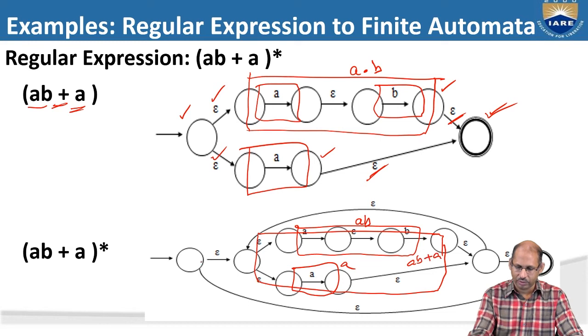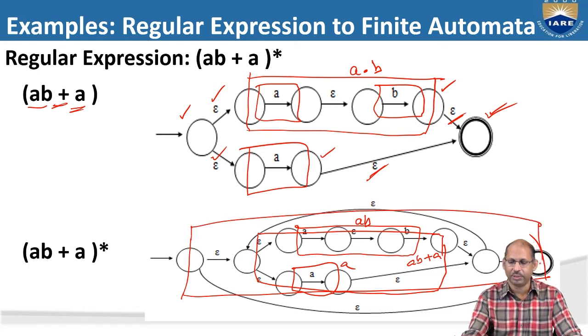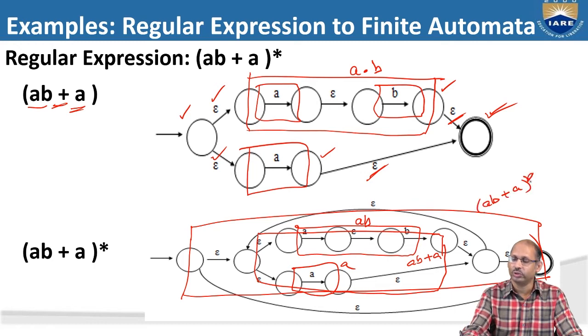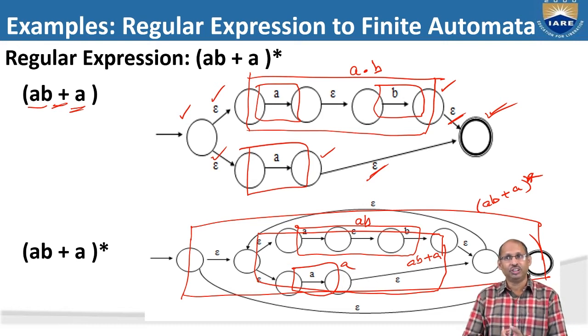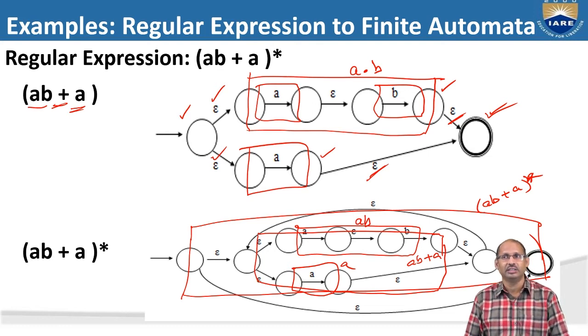AB plus A. Then we add this complete one, which will result in (AB plus A) closure. Right? So, one by one, first we have written the finite automata for A, then for B, then the concatenation of AB, then the union with A, then the closure of (AB plus A). So, this is the resultant finite automata for the given regular expression.